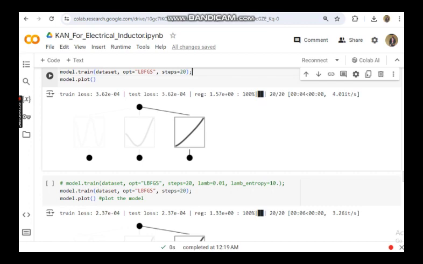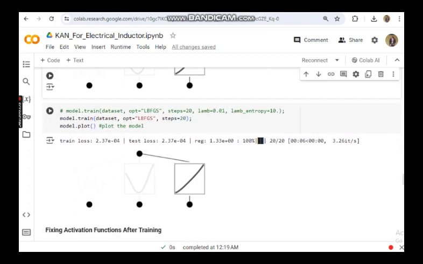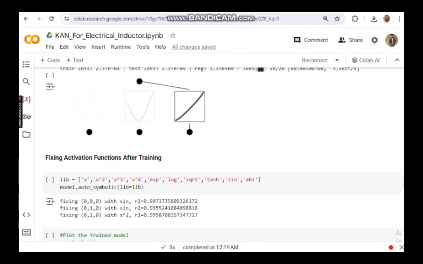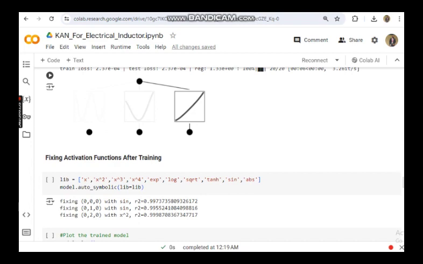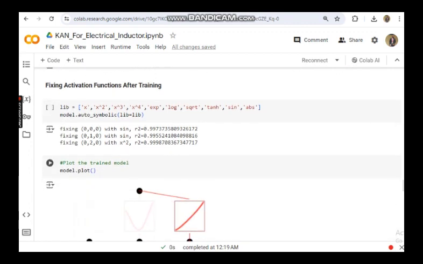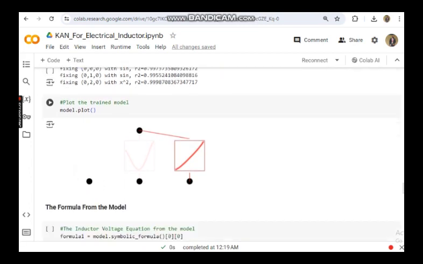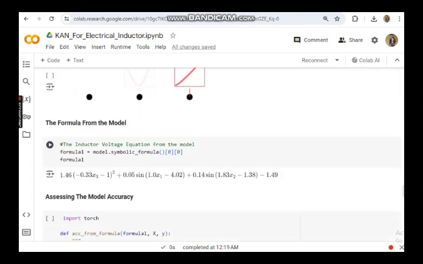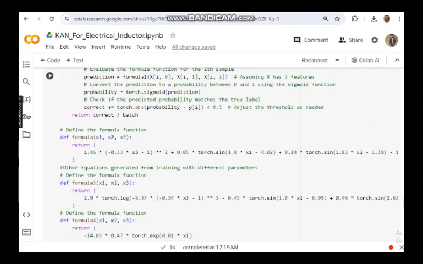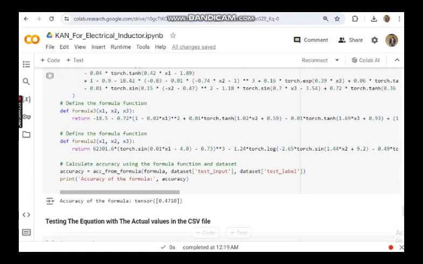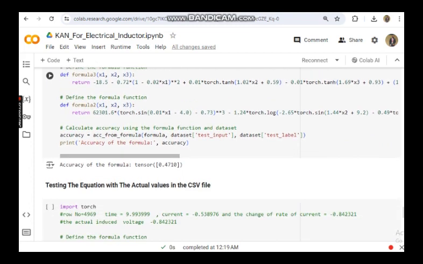So I did the training, then fixing activation functions. We have to fix these activation functions after training. I supplied a library of different functions, and it's going to fix them based on their behavior. So it fixed them, and this is the equation that came out. I assessed the model's accuracy. It's around 4.71. That's the accuracy of this model.